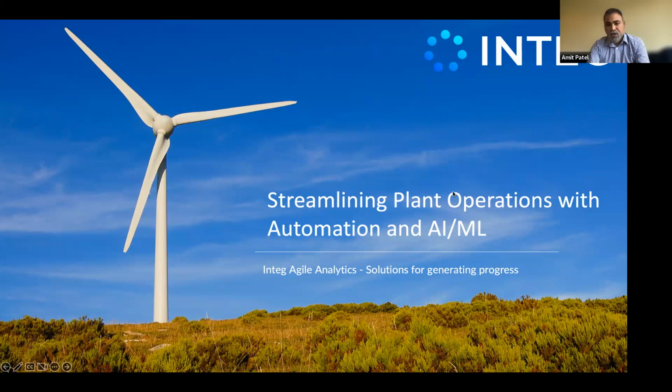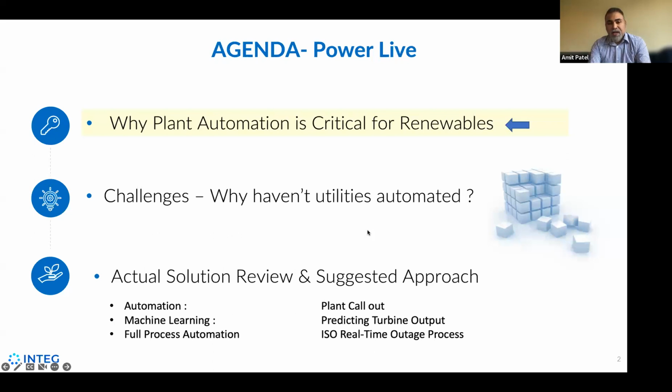Today, we'll be talking about streamlining plant operations with automation and machine learning. This is what we call a Power Live seminar. It's going to be one of 5 seminars, and we'll go deeper and deeper into these, but this is kind of an intro. We will discuss why plant automation is critical for renewables. Then we'll talk about, well, if it's that important, why haven't utilities automated? We'll talk about the challenges, and there are some real challenges there.